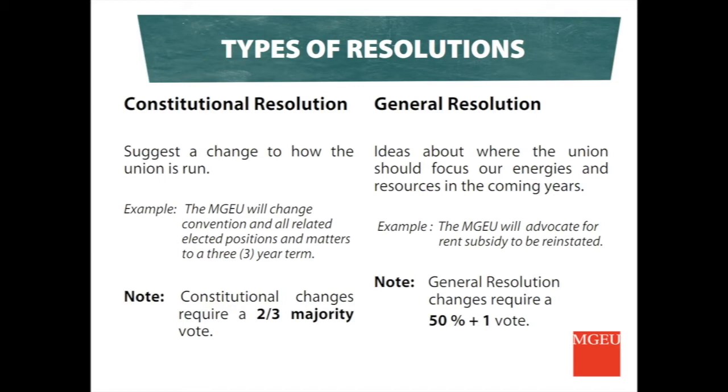Now, general resolutions guide our union on where to focus our energies and resources, reflecting what is important to our members and directs our union's action. The example provided here, the MGEU will advocate for rent subsidy to be reinstated, is a general resolution, and they require a 50% plus 1 vote.